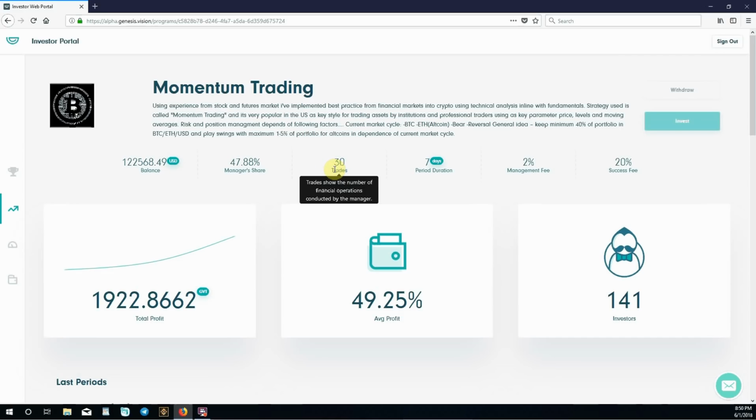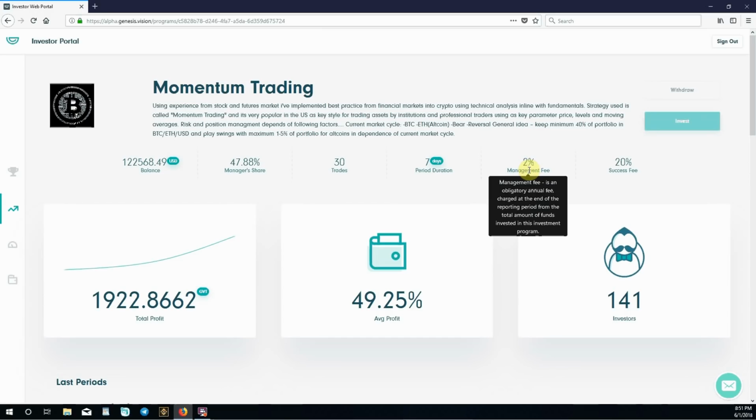Trades, same thing as on the last page. The number of financial operations conducted by the manager. Period duration is a period that is defined by a manager at the end of which all trading positions are closed with a subsequent profit distribution. So when managers sign up on this platform and they create a program, they define the number of days in which they want to report. And at the end of that number of days, they are required to close every trade. So they must have a strategy in line. They can't just be swinging it for the fence and hoping that something hits in that time. They are required to close trades and report at that time. This one in particular reports every 7 days.